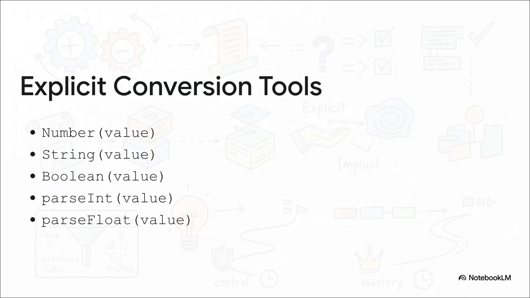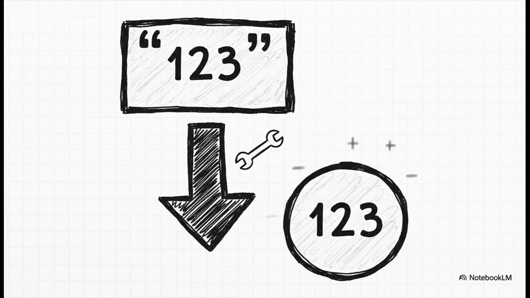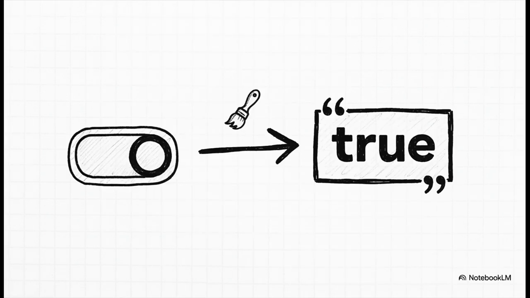All right, let's start with that first path, the one where you have all the power. So JavaScript actually gives us a whole bunch of built-in tools or functions to handle this. We've got things like Number, String, Boolean, parseInt, and parseFloat. These give us total control over the outcome, so there are no surprises. For example, you can take a string like "42" and just wrap it in the Number function. Bam! It's now a real number, and you can do math with it. And it works the other way too. You can take a Boolean value like true and turn it right into its string version, "true".